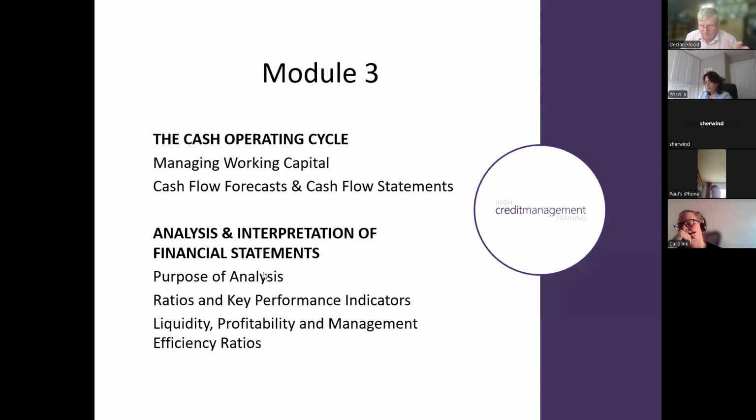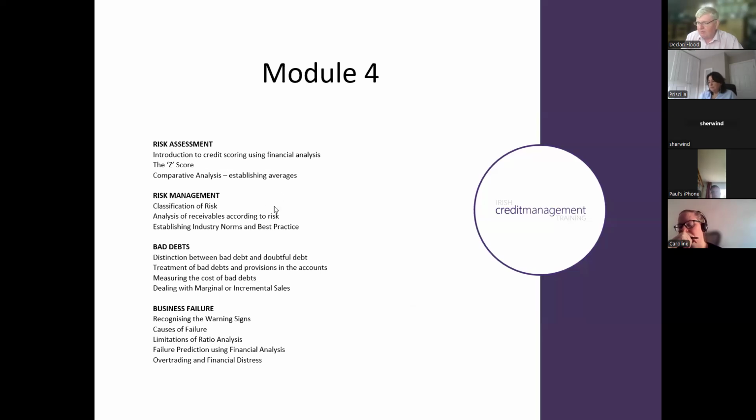And the ratios, there's only 12 ratios. You don't have to learn them off by heart. What we do expect, though, is that you understand what the ratios are and what they're telling us. And then we move on to module 4, credit scoring. What we'll be able to do in module 4 is, if we get a set of accounts from somebody, we will be able to develop our own scoring models. These are tried and tested over the years, and will give you a great indication, and we'll be able to do credit scoring for companies.